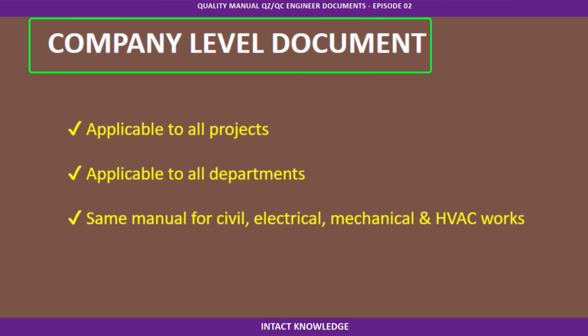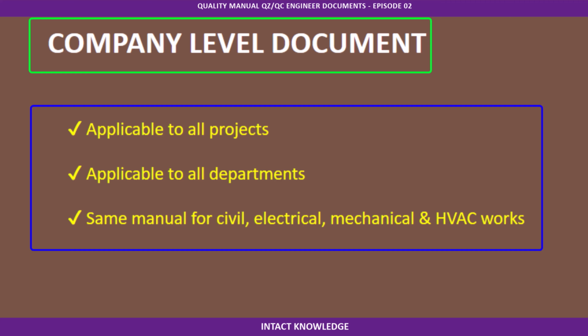Company-level document. This document is applicable to the entire company, all projects, all departments. Quality manual is a company-level document, not project-specific. One quality manual is applicable to all projects and departments.